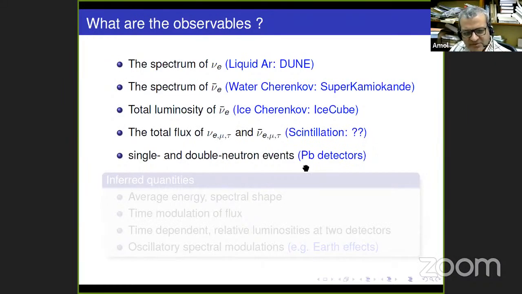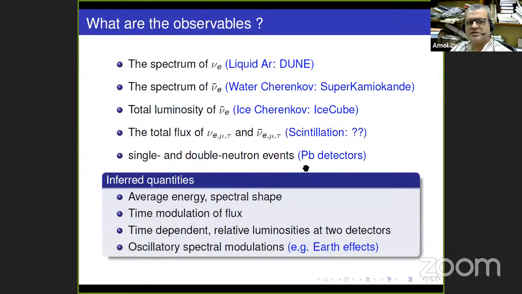Once we observe this at many detectors, we can infer certain quantities, which are the quantities that we are going to deal with. So what can we infer? We can infer, let's say, average energies of neutrinos, not of nu x, not of nu tau maybe, but maybe of nu e and nu e bar. We can infer spectral shape, again for nu e and nu e bar. If we look at different times, we can see time modulation of flux, especially at a detector like IceCube. We can actually see as a function of time how our neutrino fluxes change.